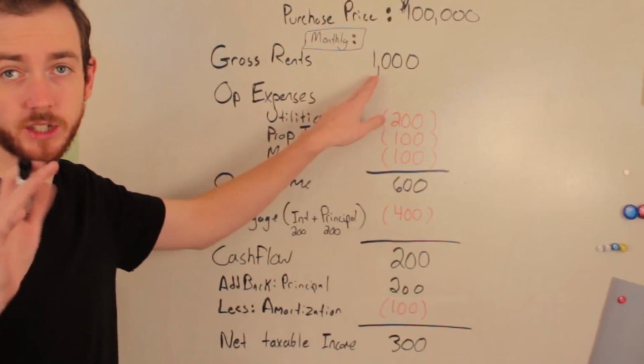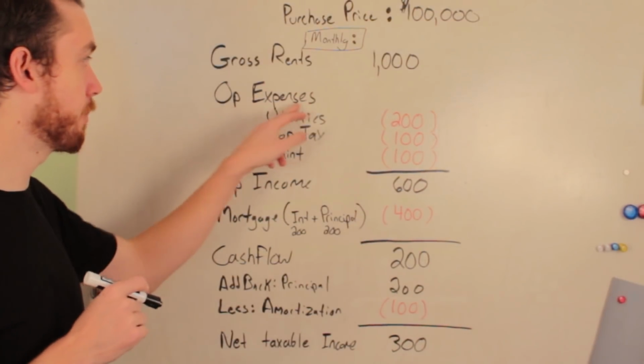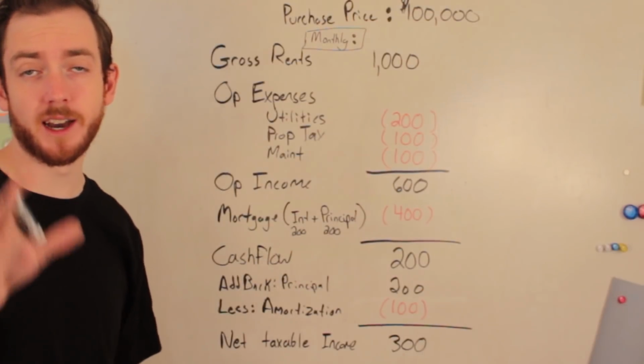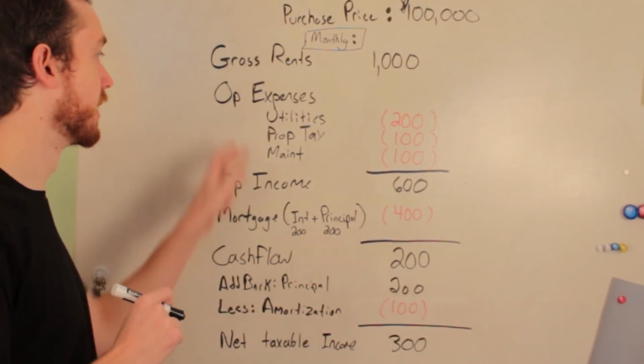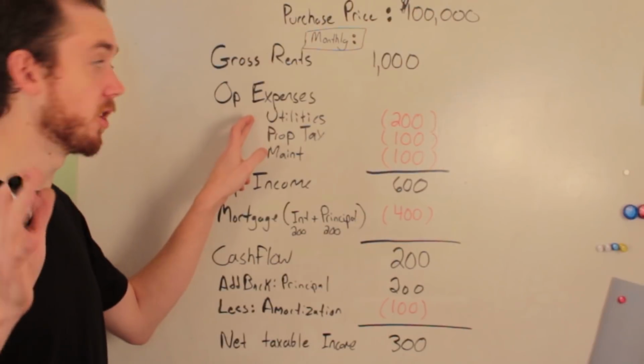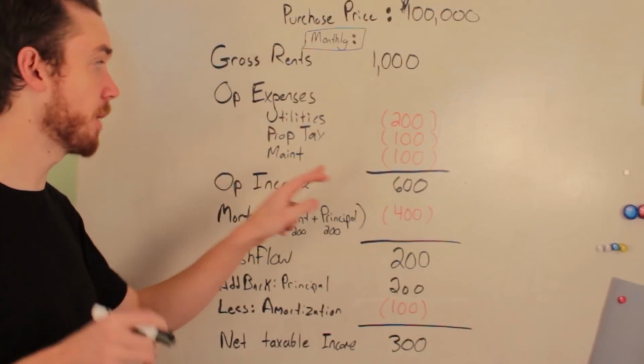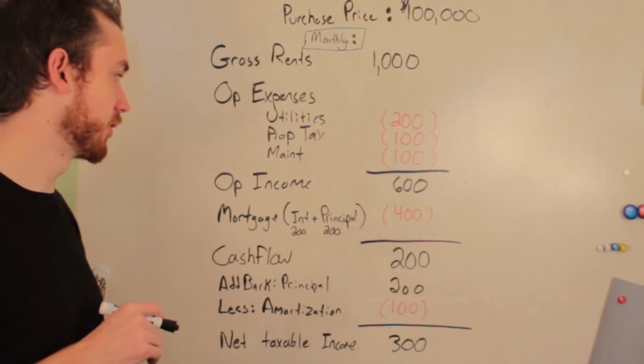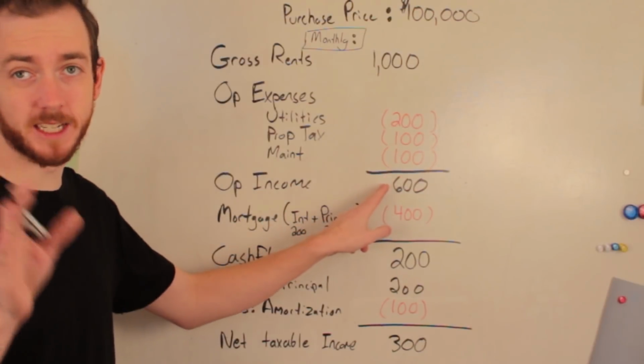So gross rents, that's just the rent you're collecting every month. Operating expenses are expenses related to the operations of your rental property. In this case, we're assuming that we pay some or all of the utilities, $200, property taxes, $100, maintenance, $100, for operating income of $600.